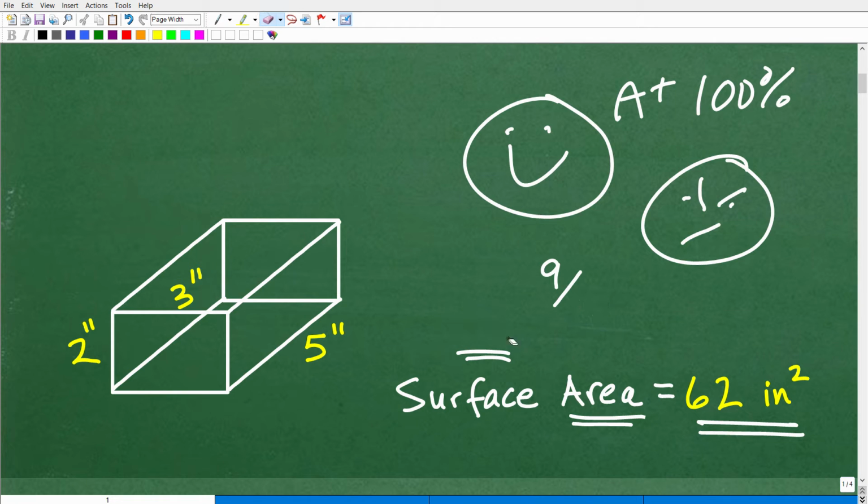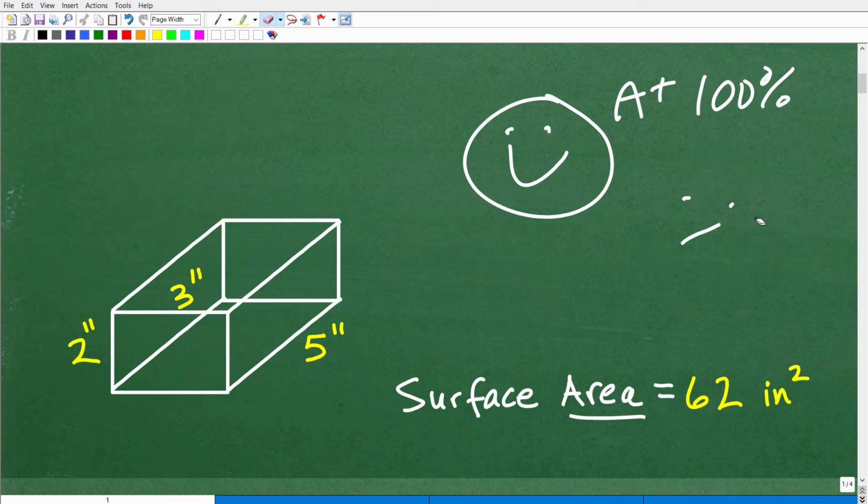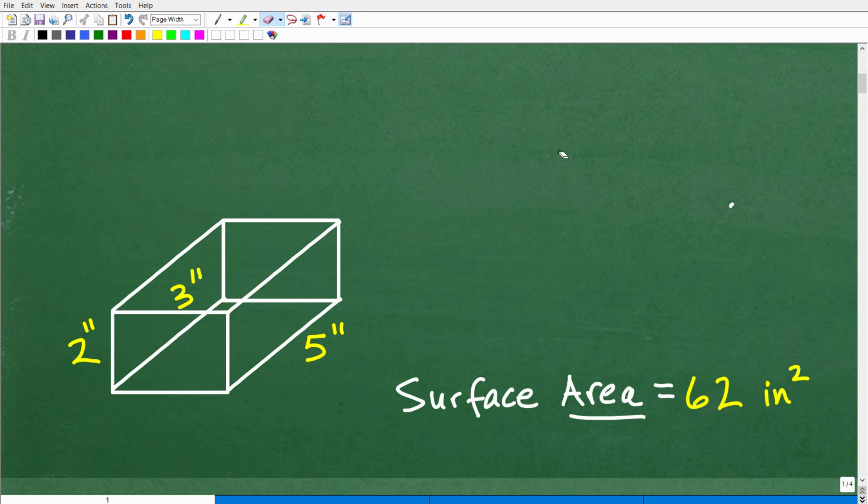Okay, so let's go ahead and just quickly talk about what the surface area means. Okay, let's erase all this so we can stay focused on what I'm trying to teach you here. So, what is surface area? Well, effectively, surface area is just the amount of area coverage.